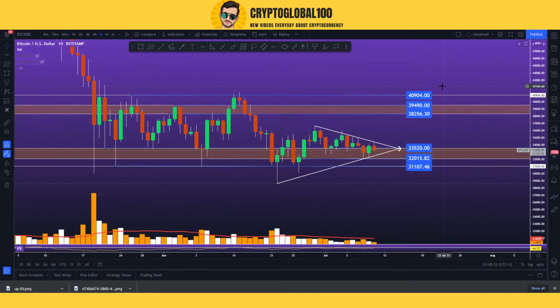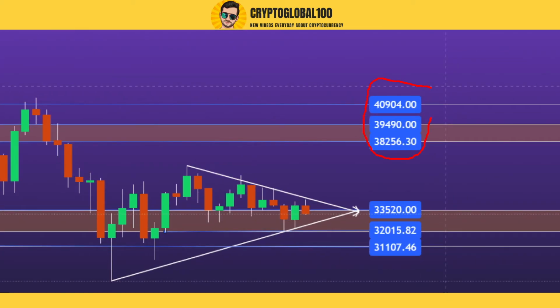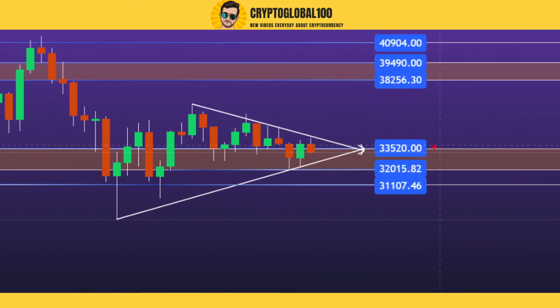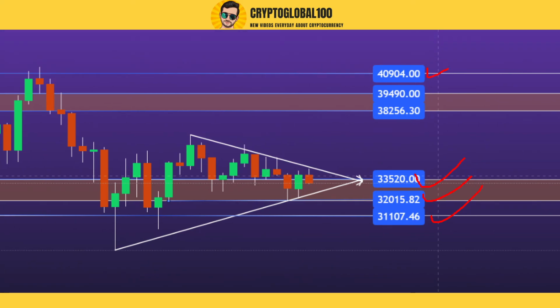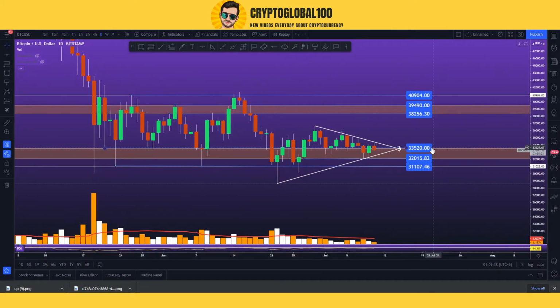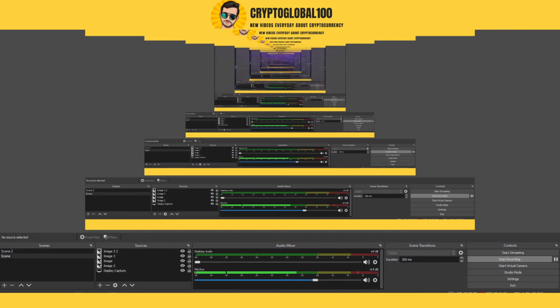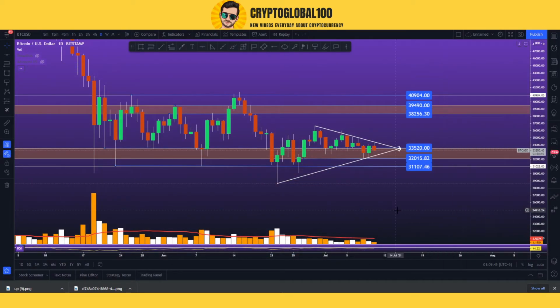Okay, so these are the major key areas. On the downside we have these as the support areas. On the upside we have these as the resistance areas. So you can say that the price is ranging in between these levels. Let me check the length of my video, 21 minutes. Sorry guys, but it is for your education. That's how you draw the levels.